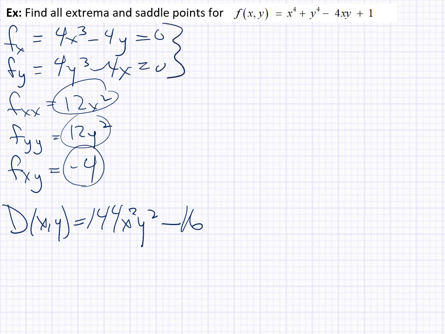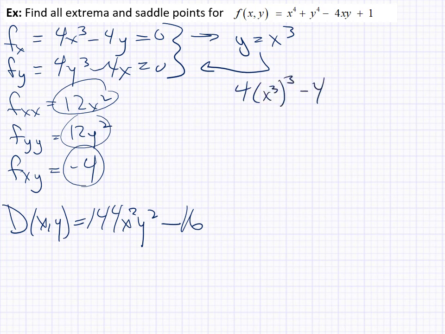So it doesn't matter, pick one. I'll solve this one for y. So if I did that, I would get y equals x cubed. And I'll take that and plug it into here. So that's going to give me 4 times y, which is x cubed, cubed, minus 4x equals 0. Okay, so that gives me 4x to the 9th minus 4x equals 0. Factor out a 4x, I get x to the 8th minus 1.